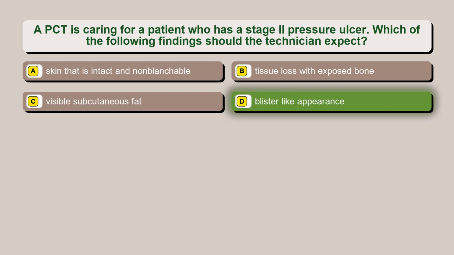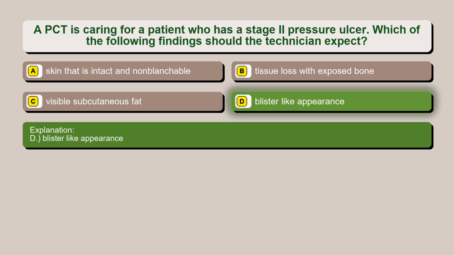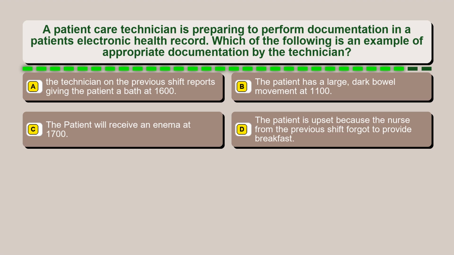The correct answer is option D, blister-like appearance. D, blister-like appearance. Question 56. A patient care technician is preparing to perform documentation in a patient's electronic health record. Which of the following is an example of appropriate documentation by the technician?